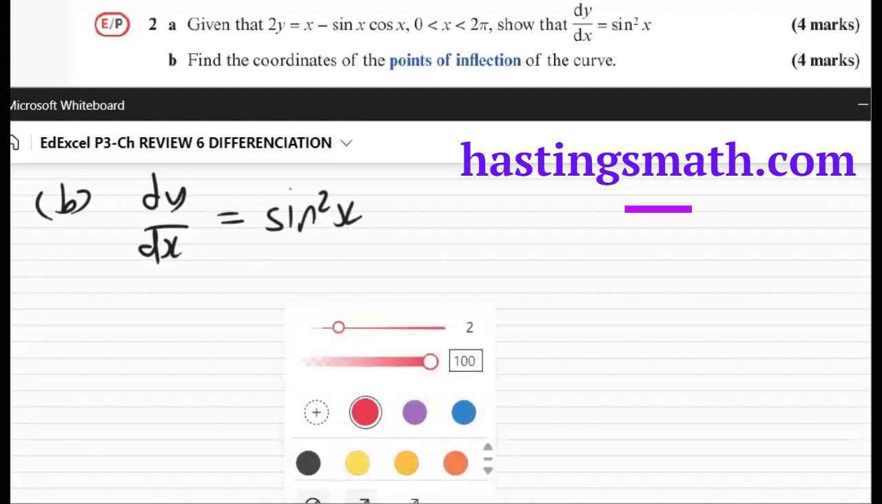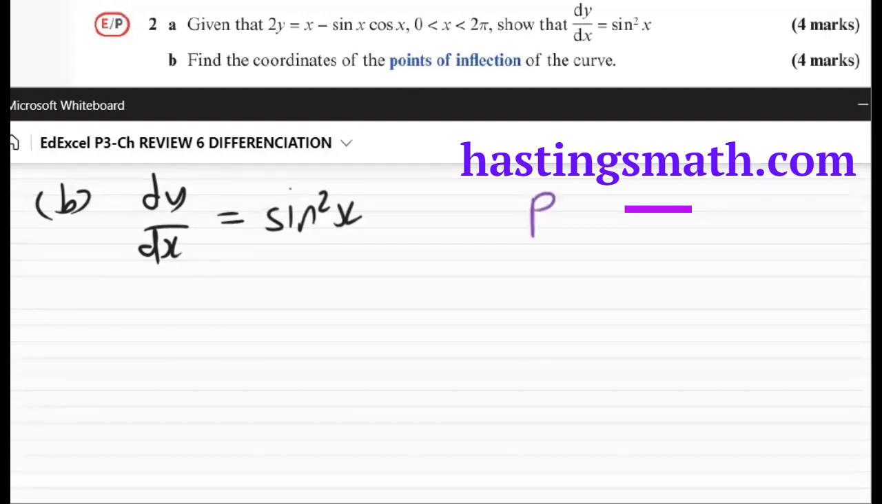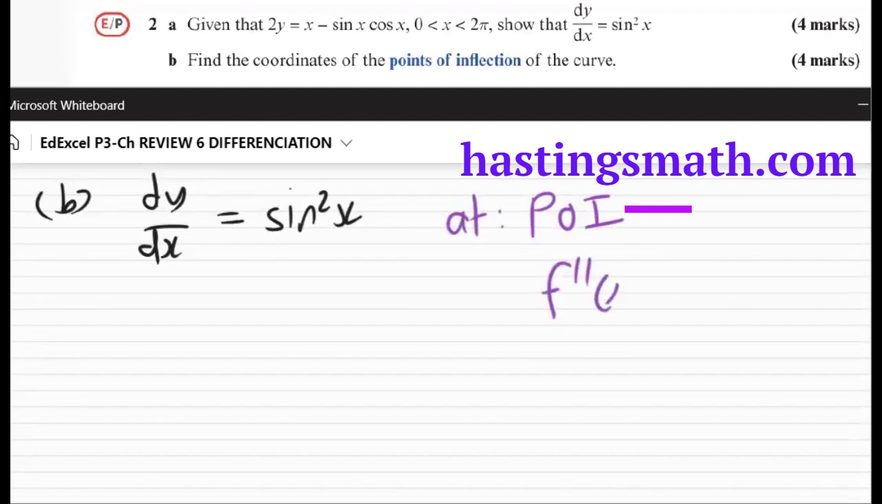Other information that you need in order to answer this question is that at any point of inflection, your second derivative is equal to 0. Okay. So this is the first derivative, dy/dx. So let's look at the second derivative. How do we get the second derivative? Well, we have sine x squared, which is just another way of writing it. So we can chain rule this thing.